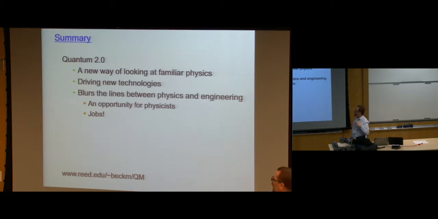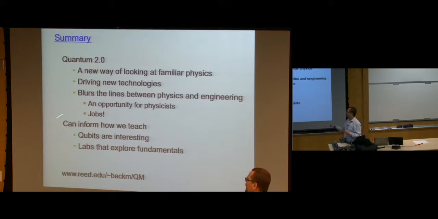Okay, so in summary, quantum 2.0, like I said, the physics is the same, but we're just looking at it in a different kind of way, driving all kinds of new technologies. And I'd like to say that physicists can take advantage of this. We're really blurring these lines of physics and engineering. Quantum engineer is now a thing, okay? And for the students out there, if you learn this stuff, you will be employable. Okay, and like I said to the faculty, it can really inform how we teach.